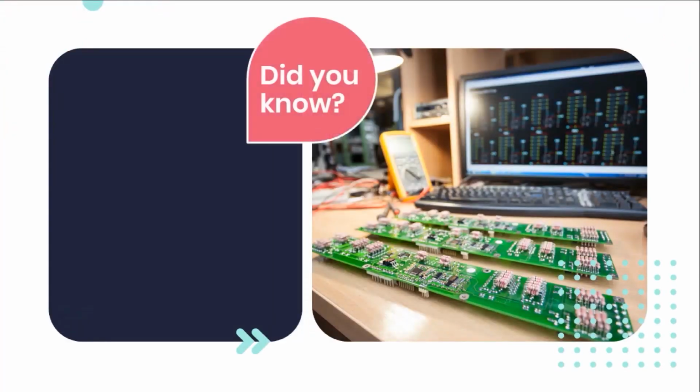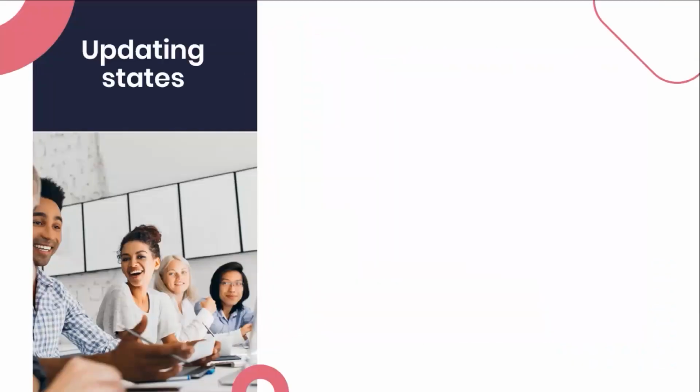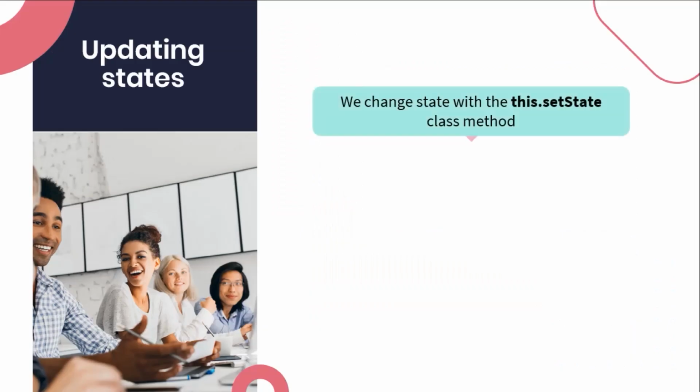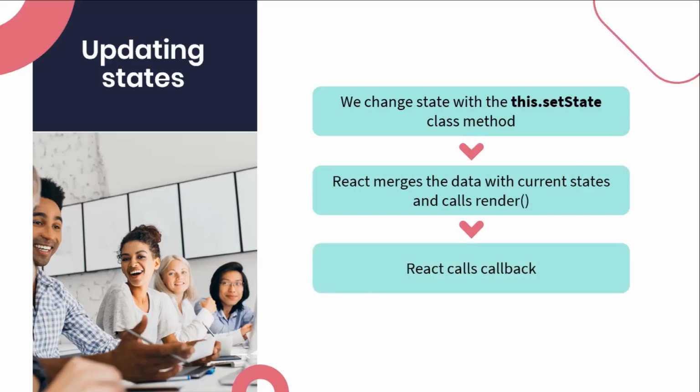And did you know, React components have a built-in state object. The state object is where you store property values that belong to the component. When the state object changes, the component re-renders. Now let's talk about updating state. We can change state with the this.setState class method. When this method is invoked, React merges the data with the current state and calls render. After that, React calls the callback.